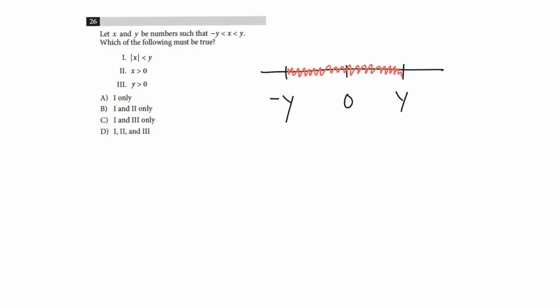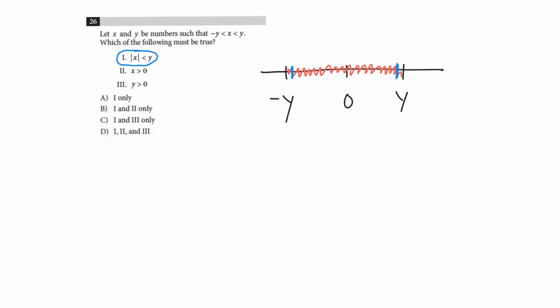Okay, so the absolute value of x is less than y. Let's think about that. If x is positive, right? Let's say it's right here. The absolute value of that is, well, necessarily less than y. If x is negative, let's say way over here, the absolute value of that is just going to be back at this original positive value, and yes, that is less than y. So the absolute value of x, yeah, that has to be less than y.